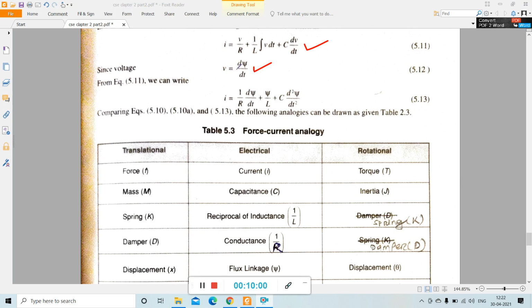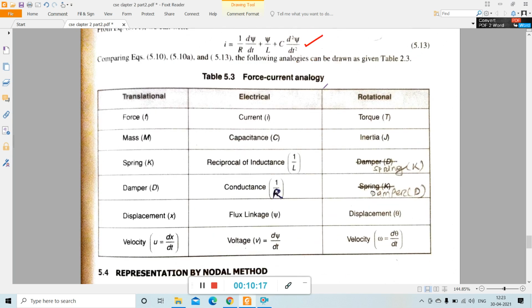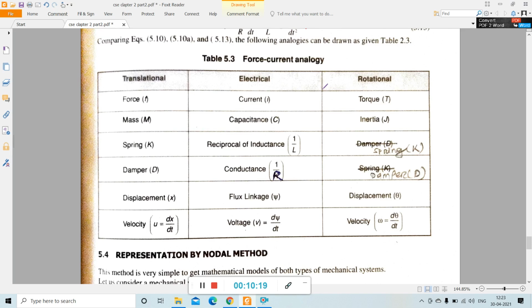Since V is equal to d psi by dt, we can write the current expression as 1 by R into d psi by dt plus psi by L plus C d square psi by dt square. So by following these expressions, we can find out the force current analogy.